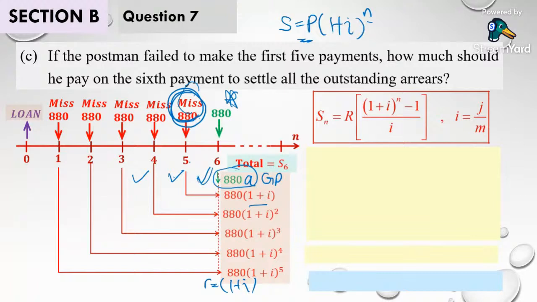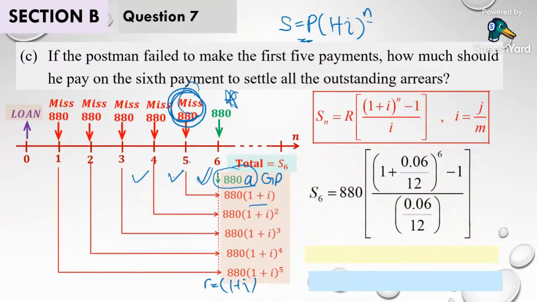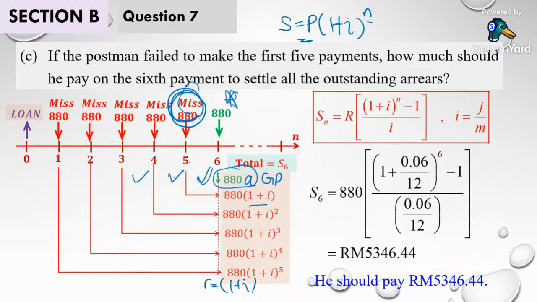So in this case here, to solve, you will determine how many payments to make. You take how many payments missed out plus 1 current payment. So like this case here, missed out 5 plus 1 current payment, you're going to use S6. Substitute and calculate accordingly. So this is the answer that he should pay, 5346.44, according to my calculation.